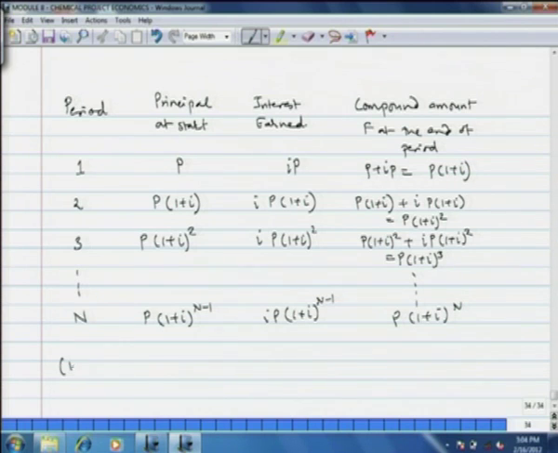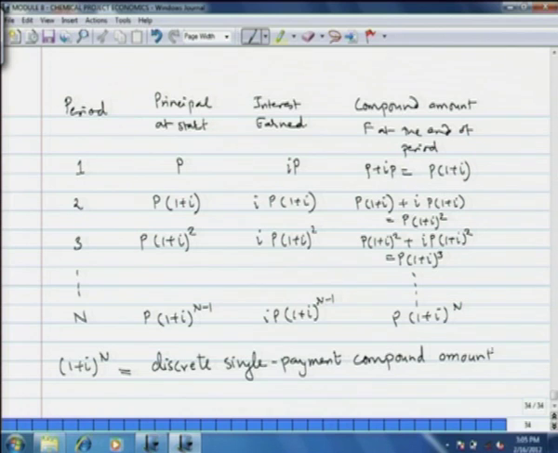Now, here the term (1 plus I) to the power n is the discrete single payment compound amount factor, or it is also known as discrete single payment future worth factor.